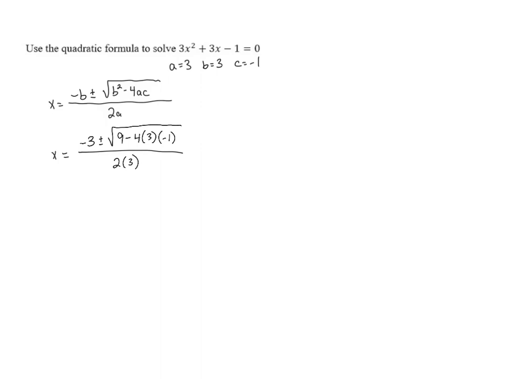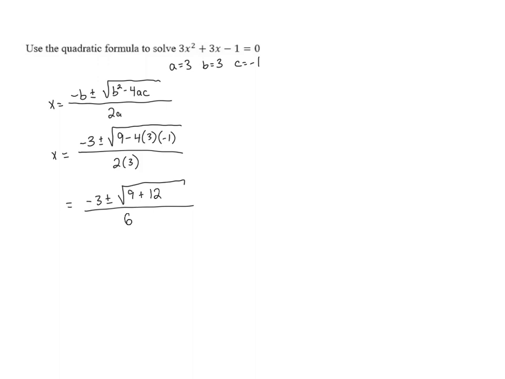Now let's evaluate what's inside that square root. We still have negative 3 plus or minus the square root of. Now we're going to have 9. And then notice that we've got these two negatives that are going to cancel out. Those are going to give us plus. And then 4 times 3 times 1 is 12. And then all over 2 times 3 is 6.